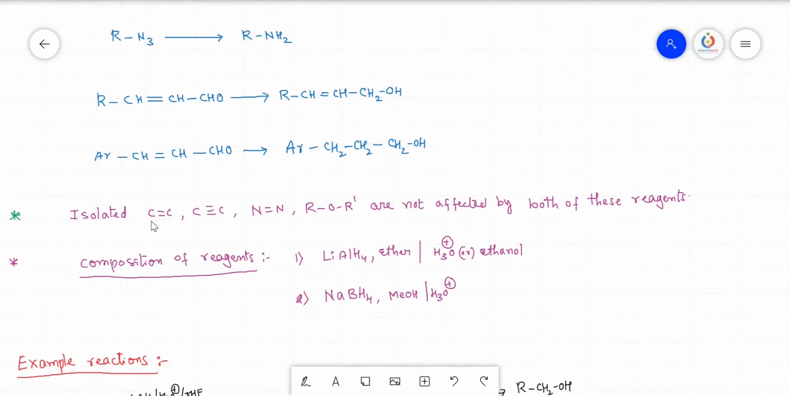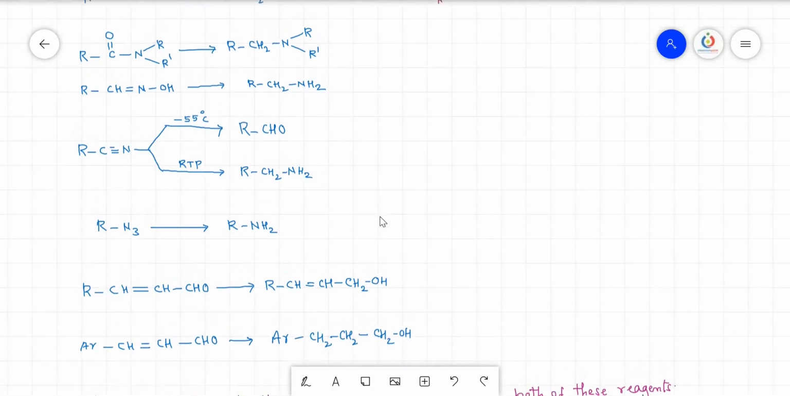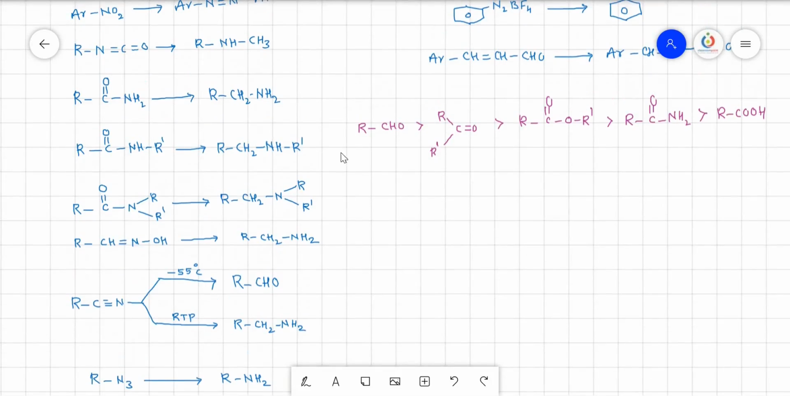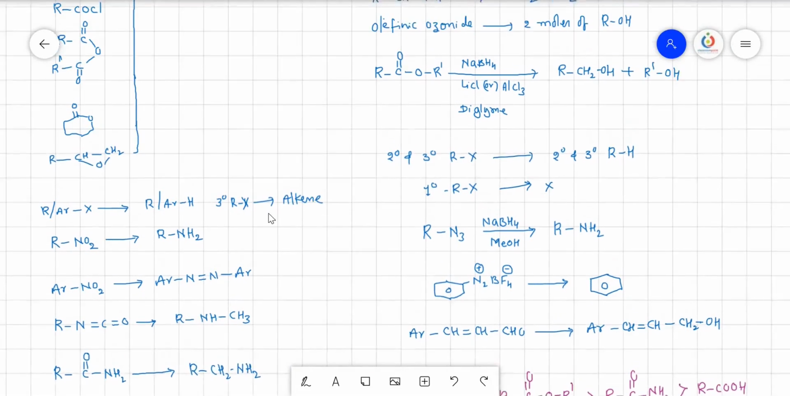So here I have written that isolated carbon-carbon double bond, triple bond, nitrogen-nitrogen double bond, and ethers are not affected by both of these reagents. So if you remember these particular reagents and their characteristics and reactions, then whatever the type of the molecule may be, you will be able to answer the question.